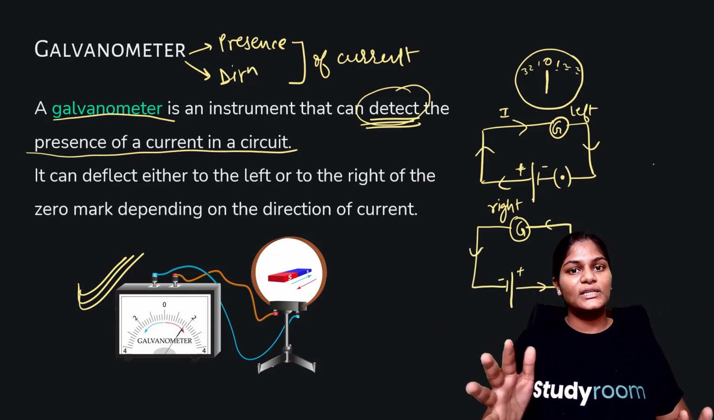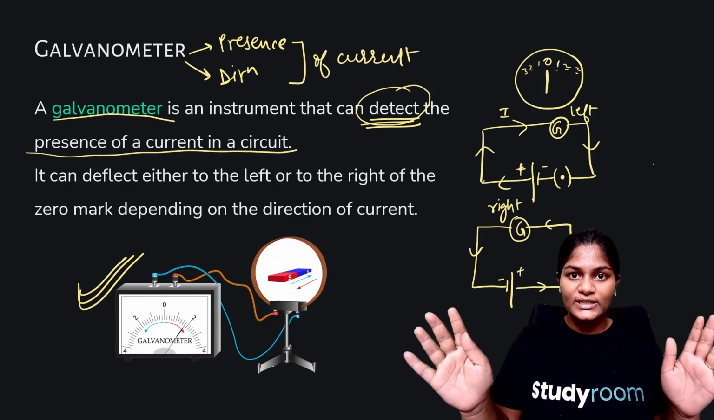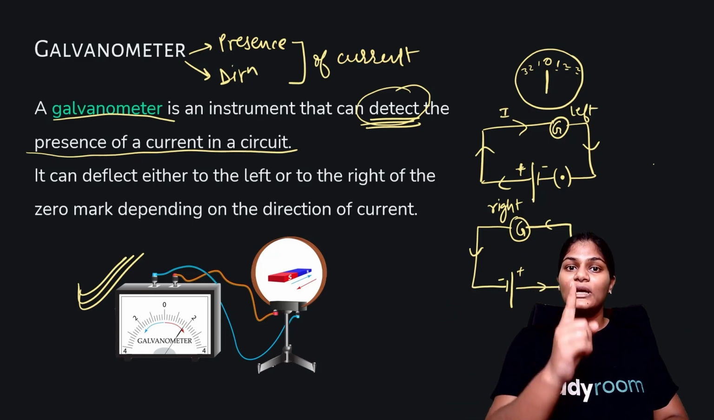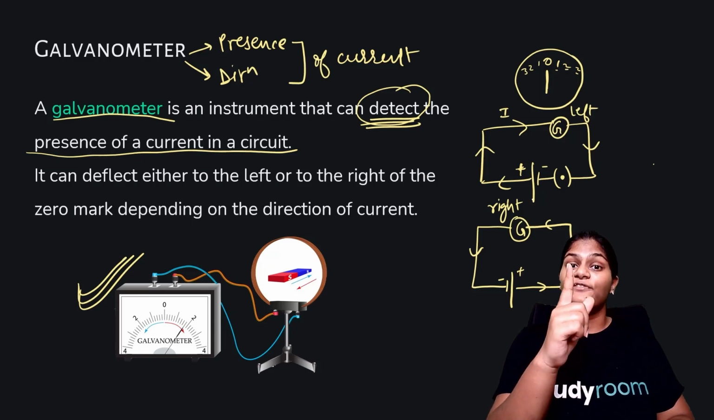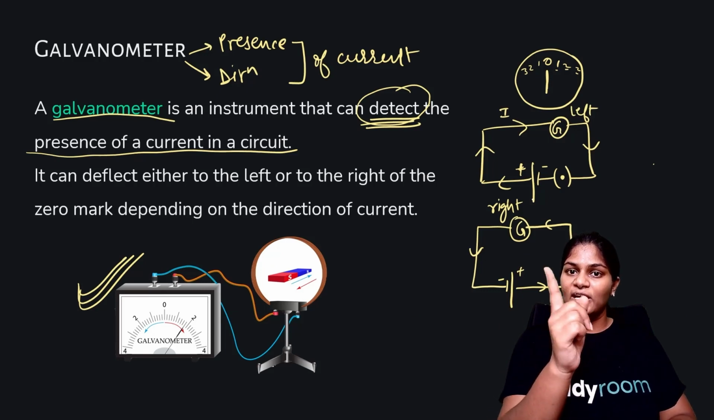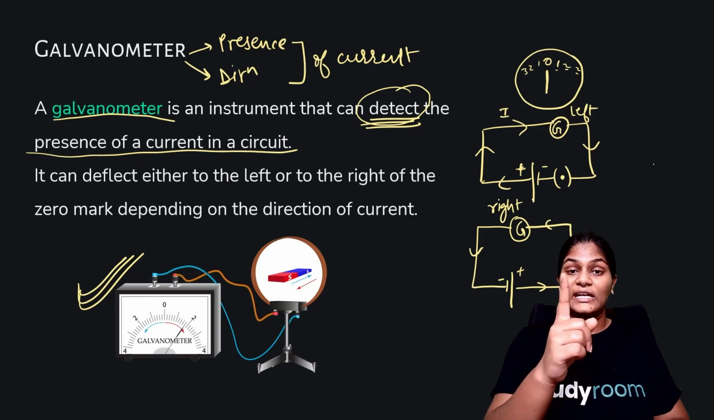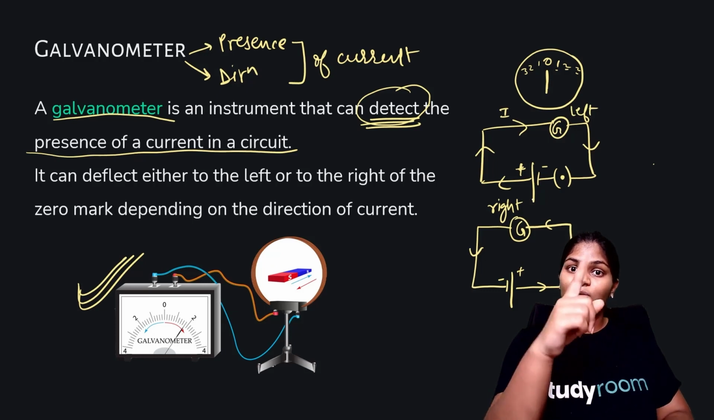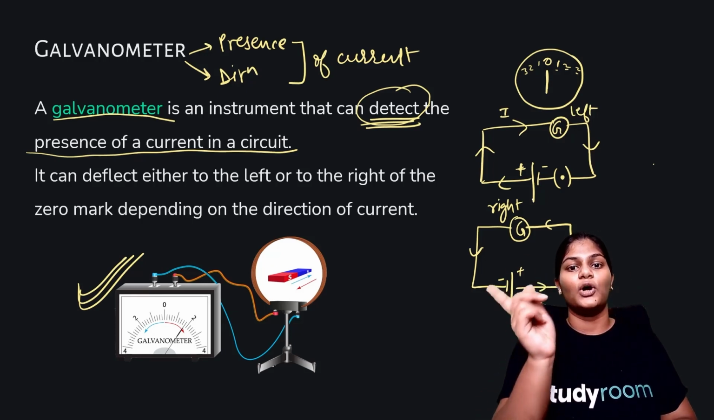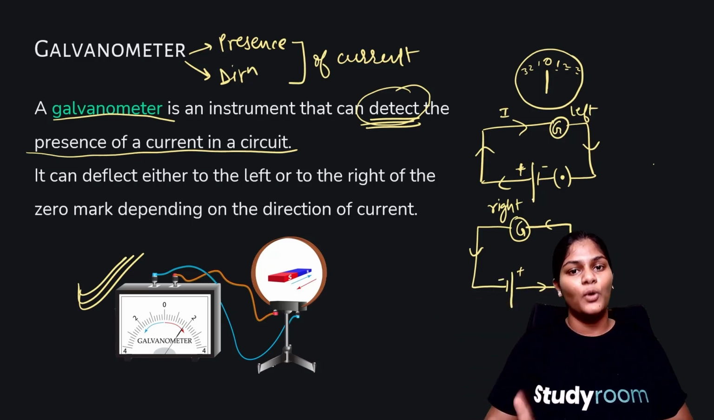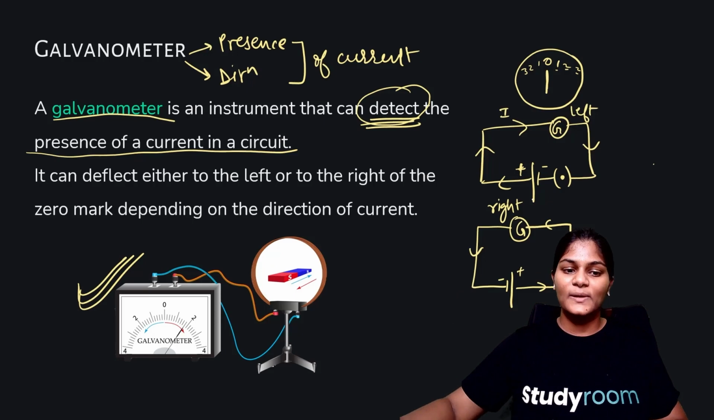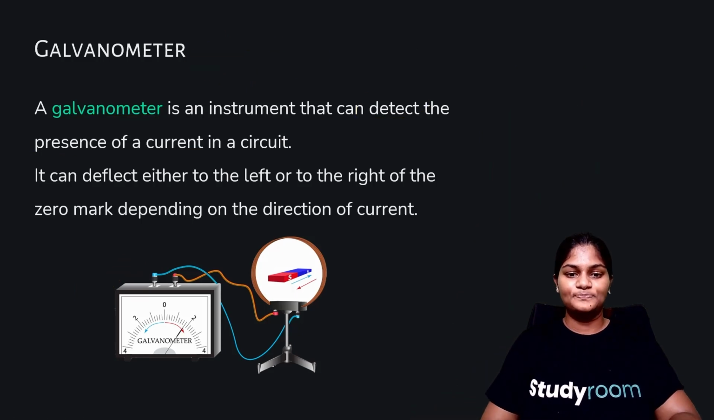Okay, so these are the things that you need to know. If there is no current in the circuit, the needle would remain exactly at the zero position, straight like this. If there is a current, it will deflect either to the left or to the right. If the current is stronger, it will deflect more to the left or the right. Less current, less deflection; more current, more deflection. Now keeping this in mind, we'll move forward.